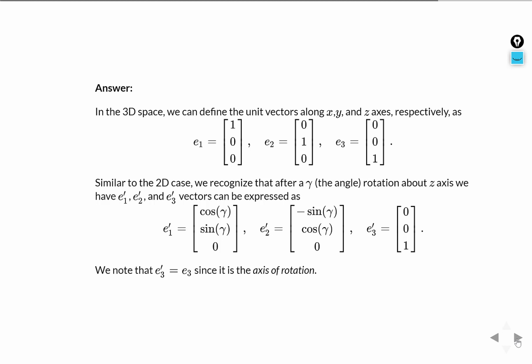If we have a gamma rotation, gamma is the angle, about the z-axis, we will get 3 new unit vectors. Again, using basic trigonometry, we learned that E1, E2, and E3 take the following form. Notice that E3 and E3 prime are the same because E3 is the axis of rotation.